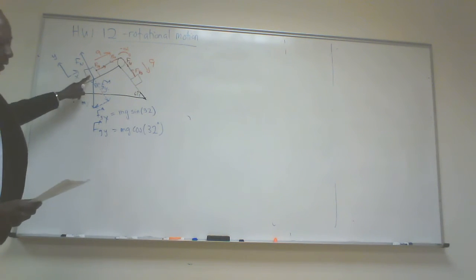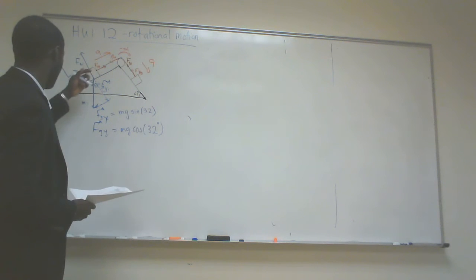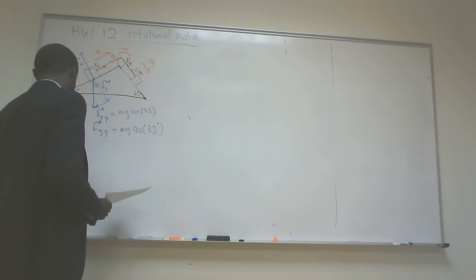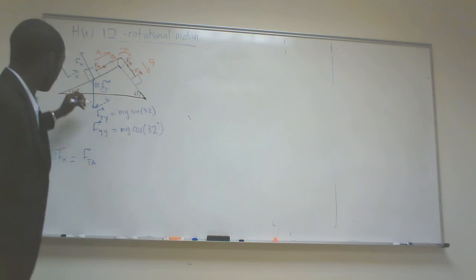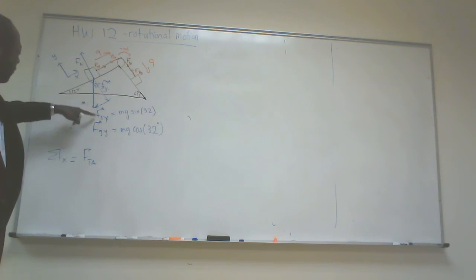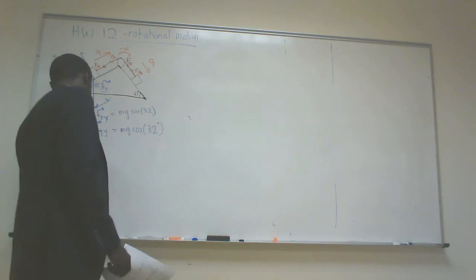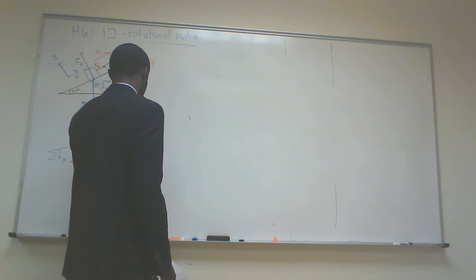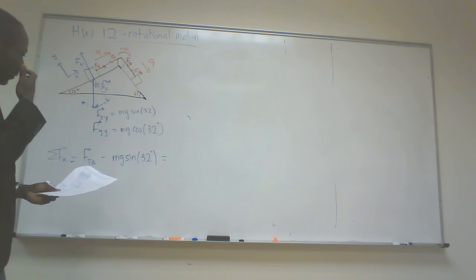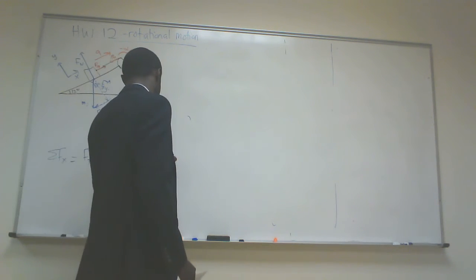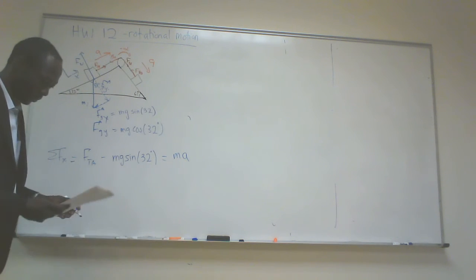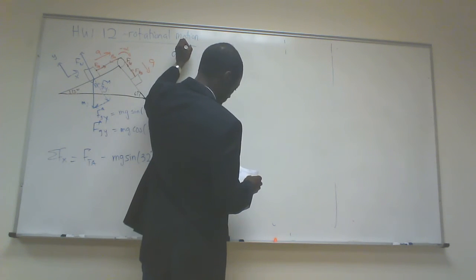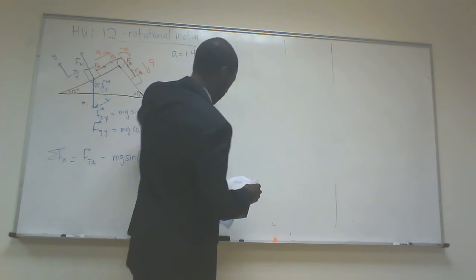So for box A, we can look at the sum of the forces acting along the x direction, which would be the tension force going up, which is positive, and the FGx, which pulls it down the plane, which is mg sine of 32 degrees, and that is all equal to ma, and a is positive since it's going in the positive x direction. And fortunately, we're given the acceleration in this problem to be 1.4 meters per second squared.